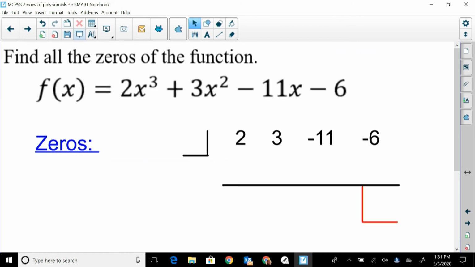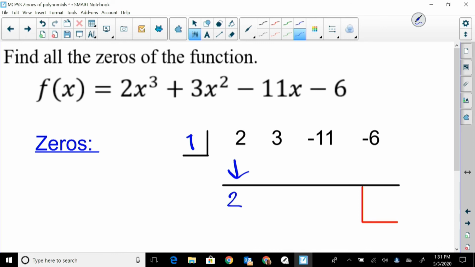We go back to synthetic division to find these zeros. For the lack of time, we won't do all, but we'll check one. So the first one was positive 1. We bring 2 down, then we multiply. 2 times 1 is 2. Add these, 3 plus 2. 5 times 1 is 5. Add these. That's negative 6. Negative 6 times 1 is negative 6. That adds to give us negative 12.